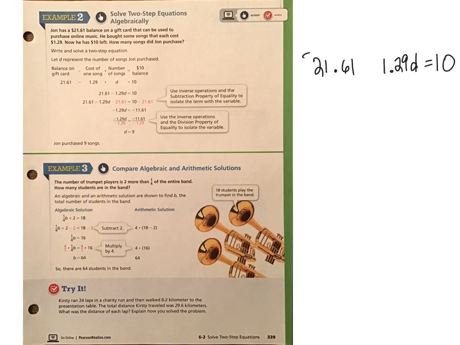So here was the original cost of the gift card, the original amount on the gift card. And then he spent, so that's going to be subtraction, $1.29 per song. And he now has $10 left. Okay, so this is what the equation looks like.